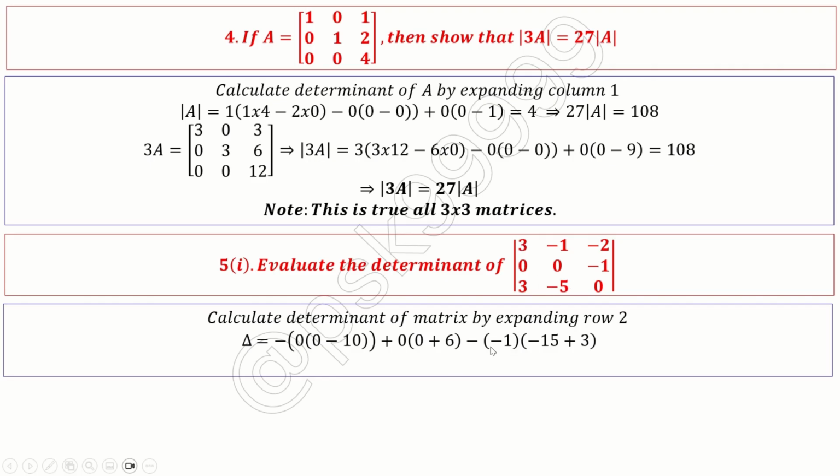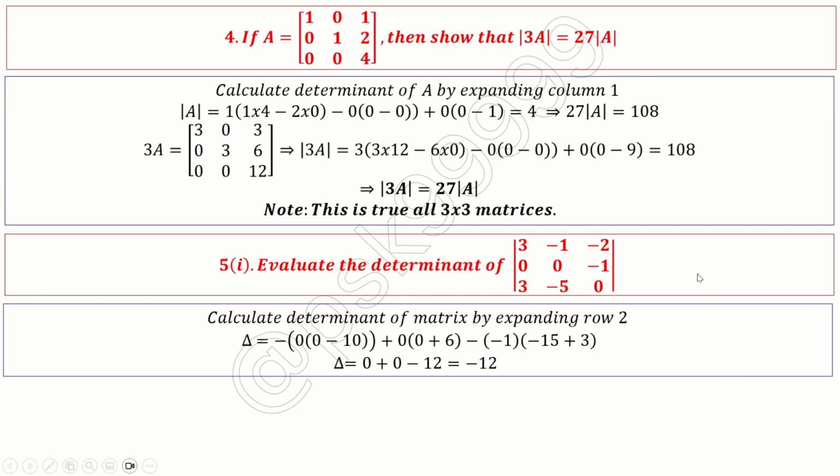Now if I remove this one, it will become minus 1 into 3 into minus 5, that is minus 15, minus of minus 2 into 3, which is plus 3. Minus of, sorry, this one, minus of minus 1 into 3, which is plus 3. Okay, so the determinant is minus 12.